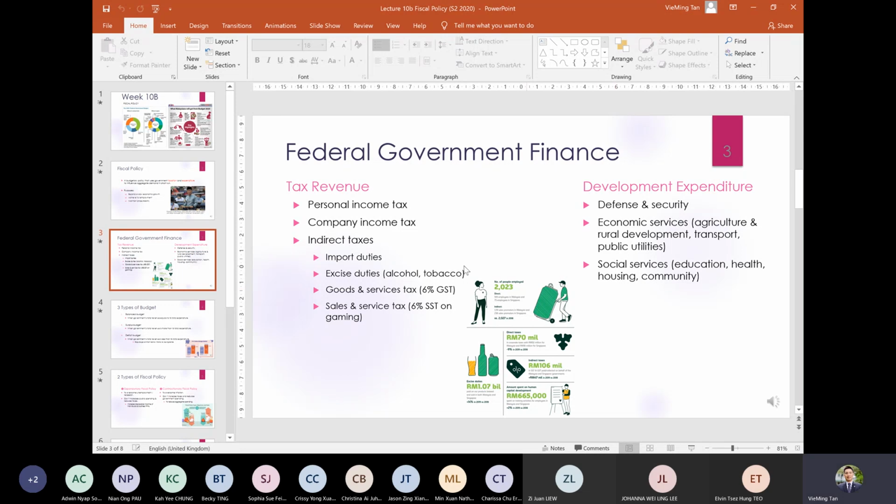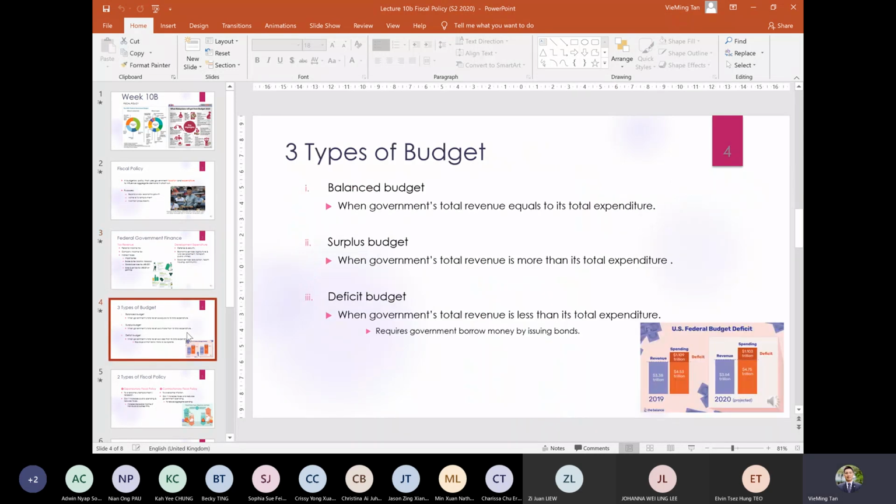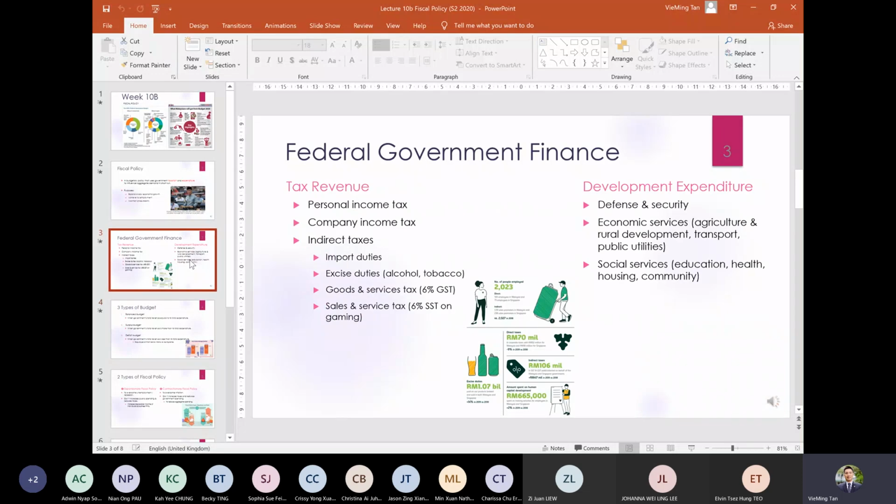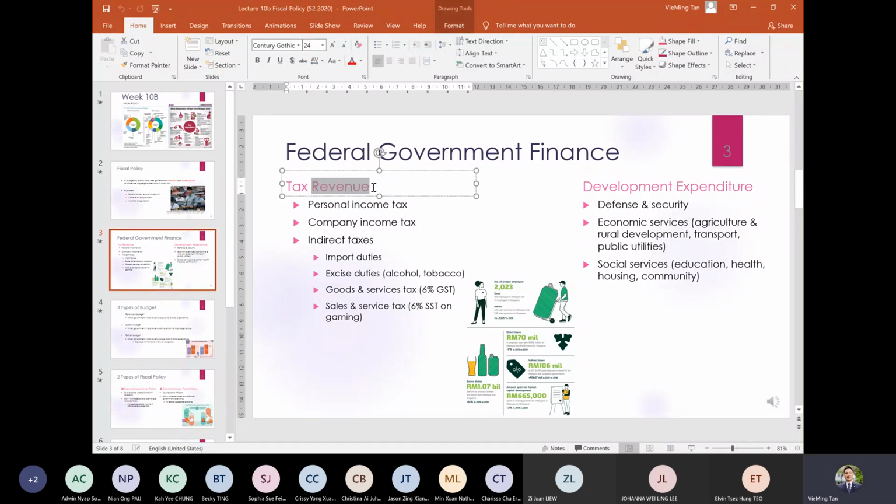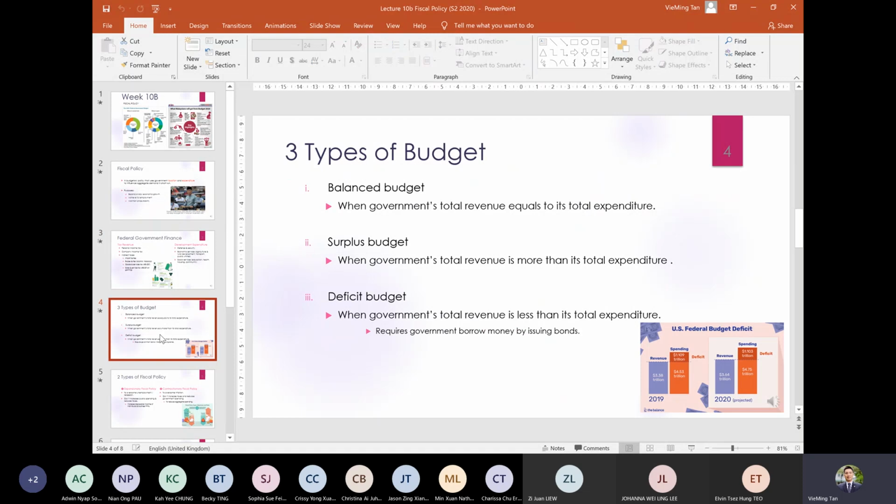All right. So if within a year the total revenue of the government is equal to the total expenditure of the government, if the government spending is equivalent to the government revenue, then we call this type of budget a balanced budget. It's a balanced budget in that year.